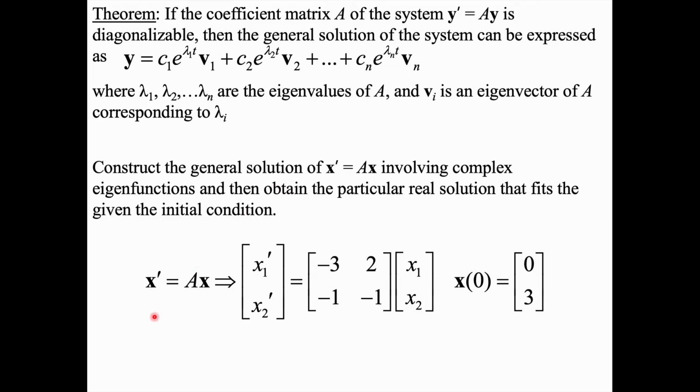So looking at x prime equals Ax, where x prime means you have functions x1 of t, x2 of t, and you're taking their derivatives, equaling a coefficient matrix of -3, 2, -1, -1, times those functions x1 of t, x2 of t. We want to figure out what x1 and x2 actually are. They're going to be functions of t. And I'm giving you this initial condition that when you substitute t as 0 into x1 and x2, you get 0 for x1 and 3 for x2.